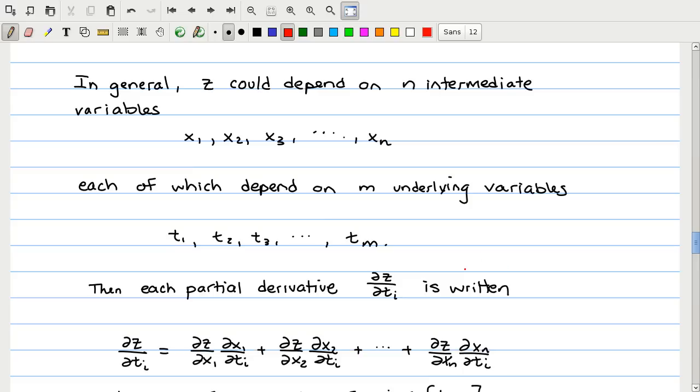And so then if we want to take a partial derivative with respect to one of those underlying variables, say t1, here I think I've notated it just ti, it's the same in all cases. For every different value of i, the partial derivative of z with respect to that variable ti is just a sum of all the different terms, derivatives of z with respect to the intermediate variables times the partial derivative of that intermediate variable with respect to ti. So dz/dx1, dx1/dti, plus dz/dx2, dx2/dti, and so on all the way down the line. If there are n intermediate variables, there will be n terms in that expansion.